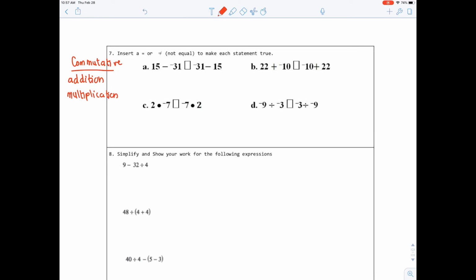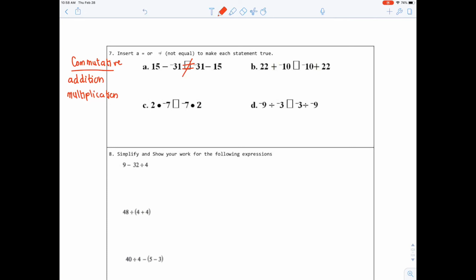So for example, if I do 3 plus 5, that equals 8. It would be the same as doing 5 plus 3, which equals the same thing, right? So based on this, we should be able to tell whether or not these are going to be equal. So 15 minus negative 31 or negative 31 minus 15. Is subtraction commutative? No, it's not. So therefore, these are not going to be equal. You're going to get two different numbers.